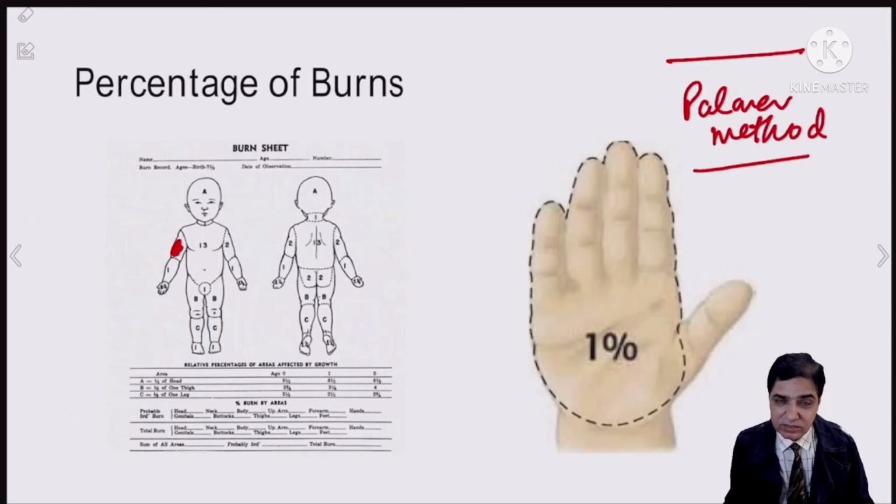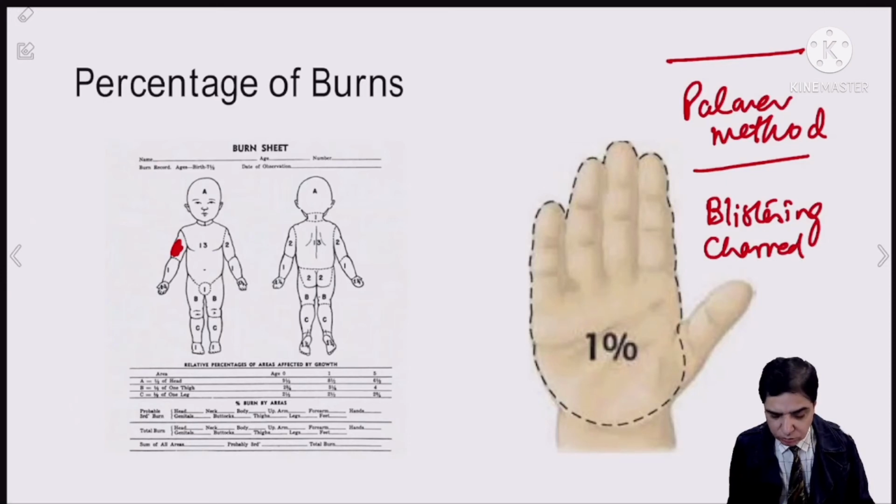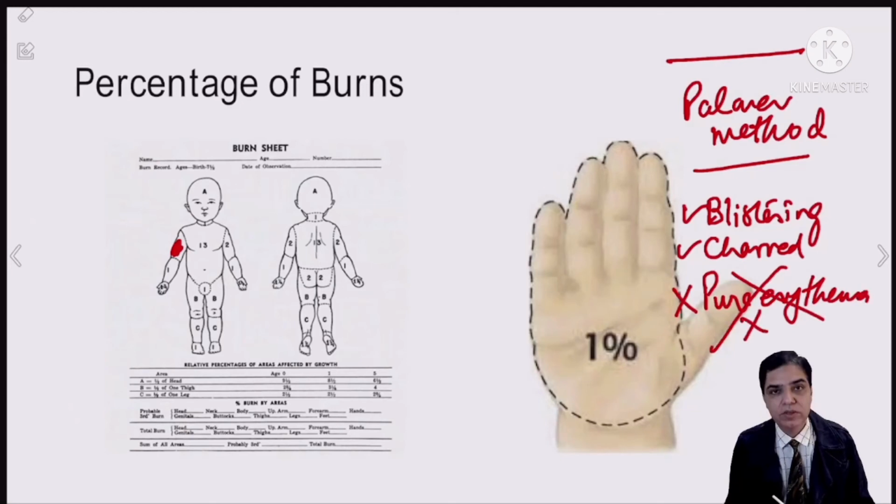And again, when we are assessing the burnt area, it is always the blistered and the charred area. So you will look at the blistering, you will look at the charred or the leathery white area. We never use just the red skin in calculating the area of the skin that has been burnt. So blistering and charring are involved, but pure erythema is not used in assessment of the total skin area that is burned. That way we can determine the percentage of the skin that has been burnt.